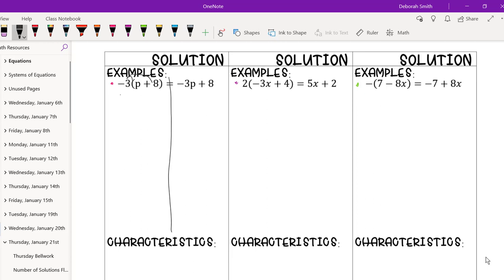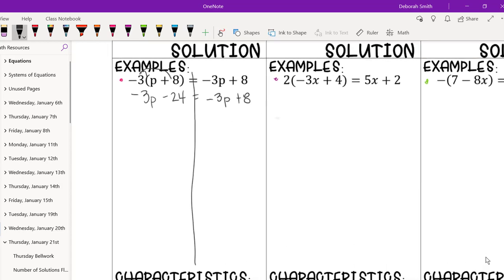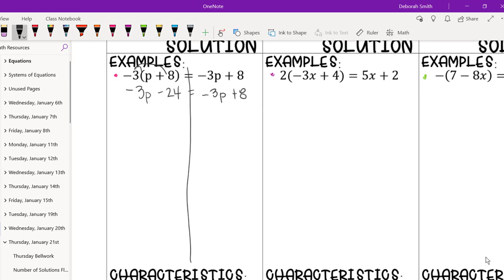So negative 3p minus 24 is what I'll have here. And then over here, there's nothing to distribute, so I just bring this stuff down. So I have negative 3p plus 8. And then, after that, I've asked you guys at the pink step to combine your like terms across the equal sign first. So here we're going to add 3p to both sides.